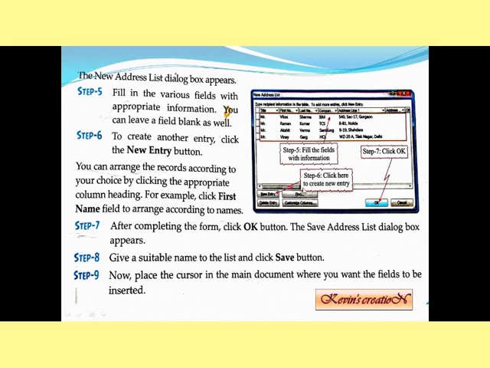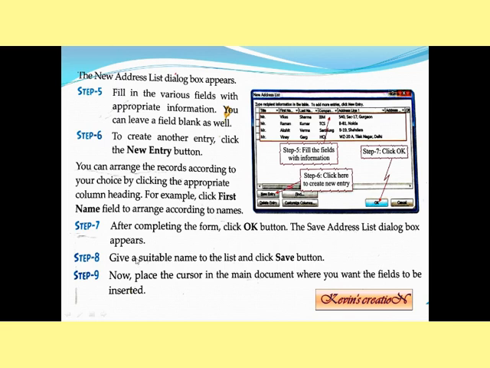So to create a new entry, you have to click new entry, and then you can arrange the records according to your choice by clicking the appropriate column heading. For example, click the first name field to arrange according to names. Once everything is done, then you have to click the OK button. You have made the list of recipients, you have even given their addresses. So your data source is ready. Now you click the OK button.